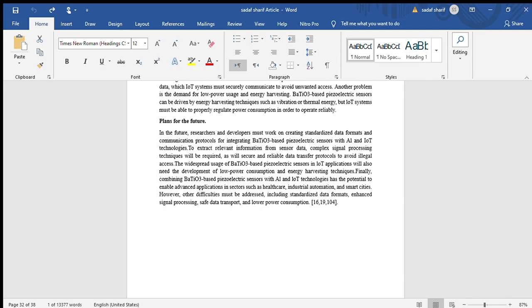and energy harvesting technologies. Finally, combining barium titanate based piezoelectric sensors with AI and IoT technologies has the potential to enable advanced applications in sectors such as healthcare, industrial automation, and smart cities. However, other difficulties must be addressed, including standardized data formats, enhanced signal processing, safe data transport, and lower power consumption.